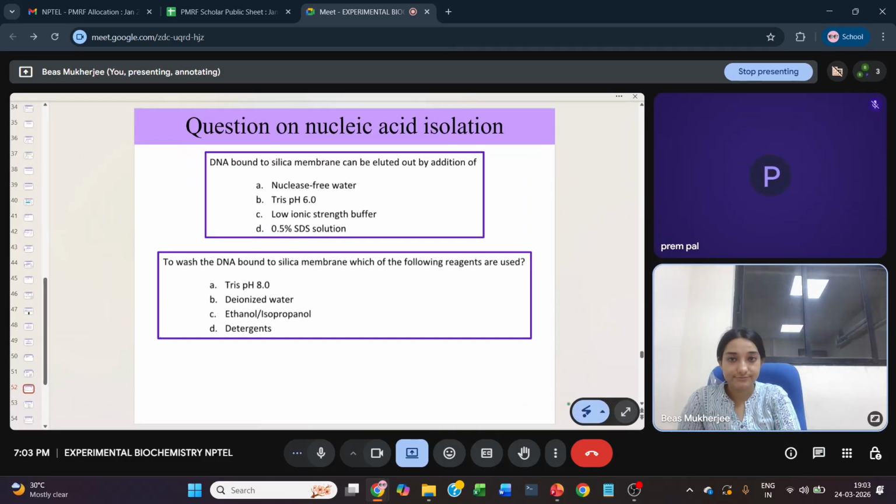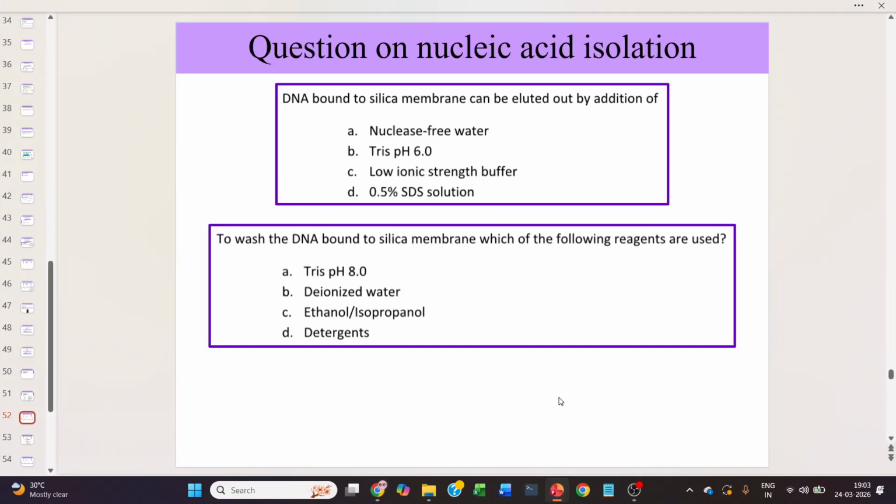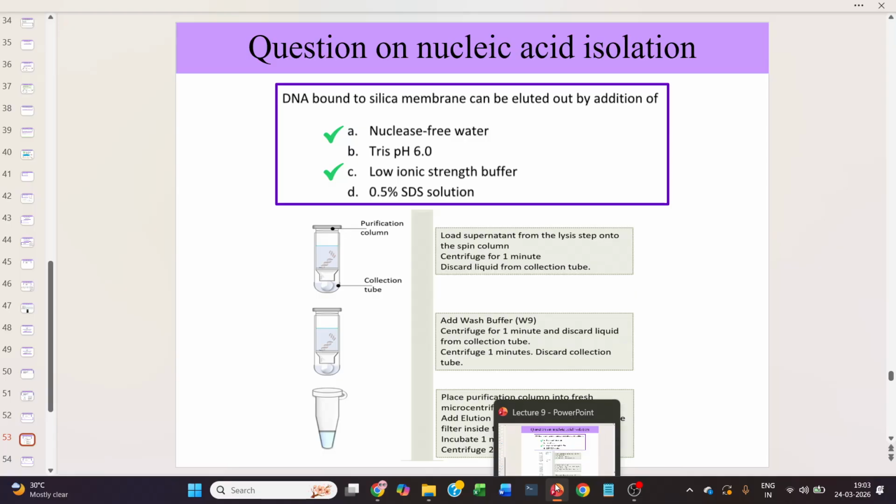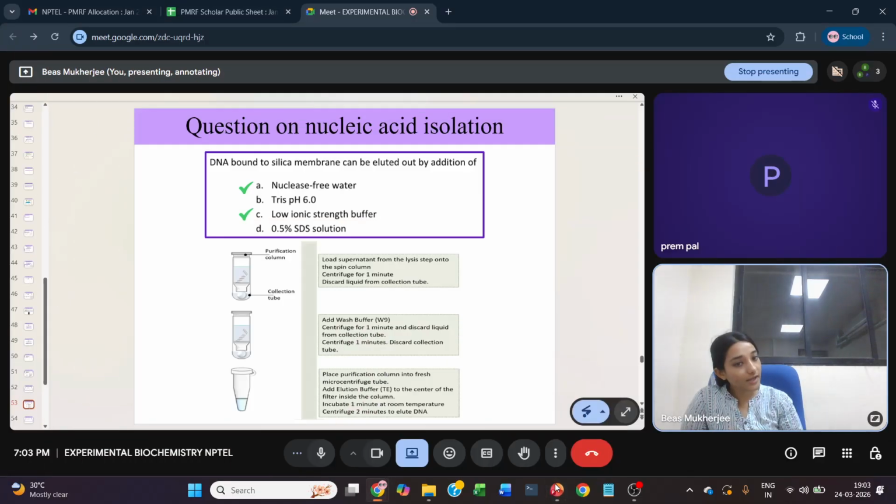Okay, A and C, and this is C. Okay, let's see which is the right answer. So for the first question, yes, A and C are the right answers, right?